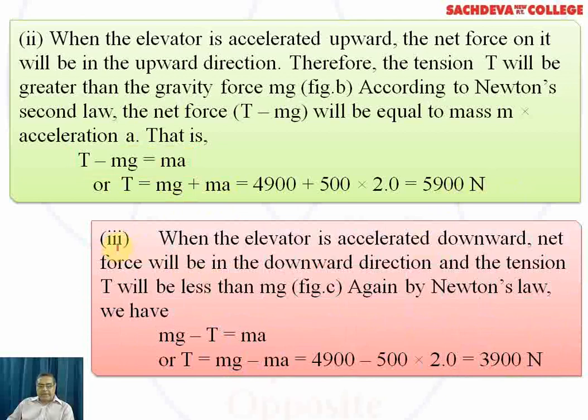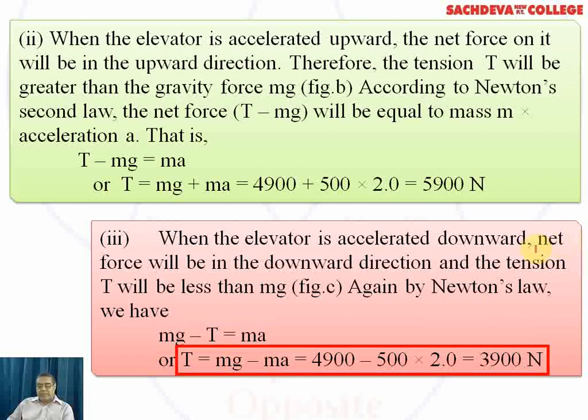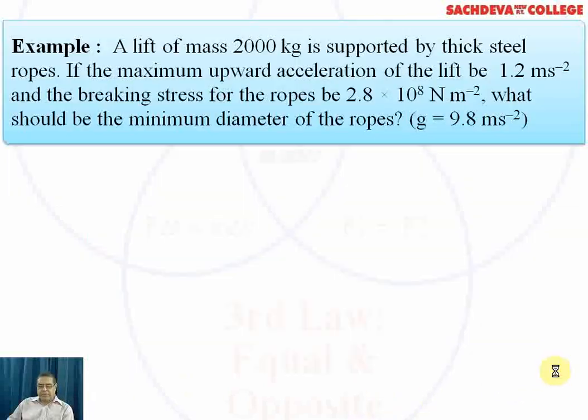Now in the third case, the elevator is accelerated down. We use the equation mg minus T is equal to ma. Then we find T is equal to mg minus ma, and it is calculated to be 3900 newtons.